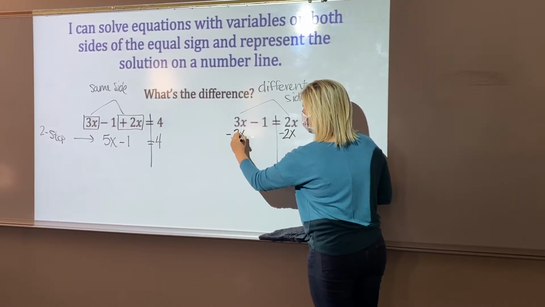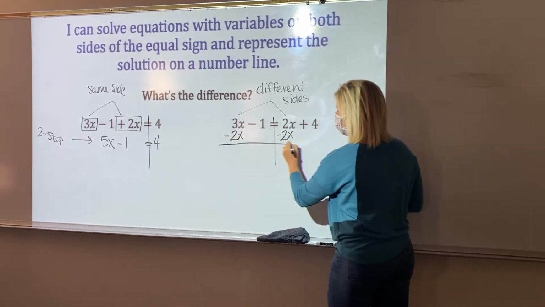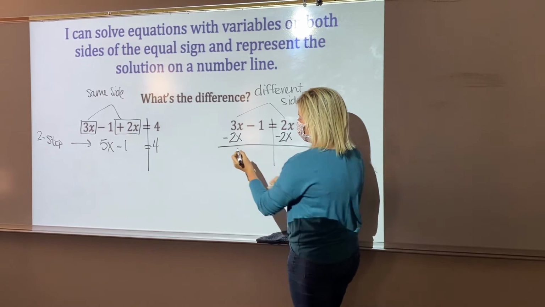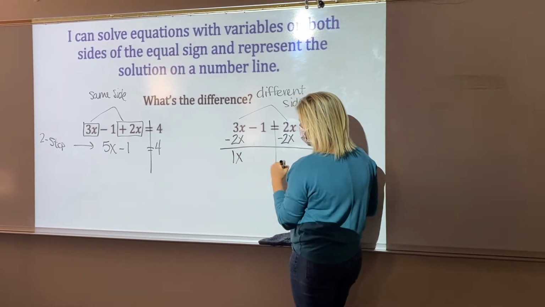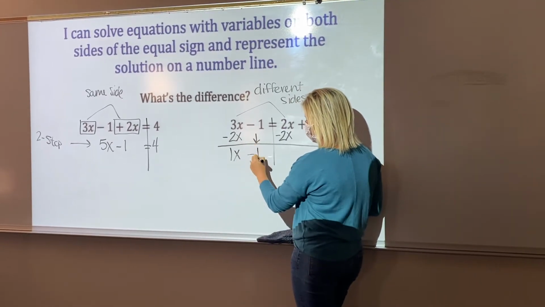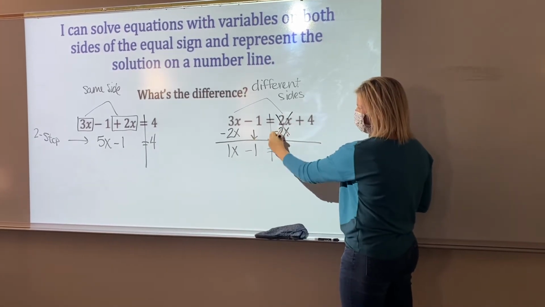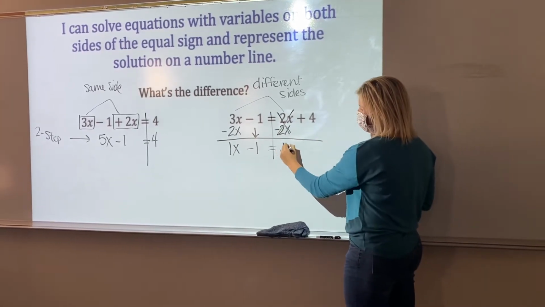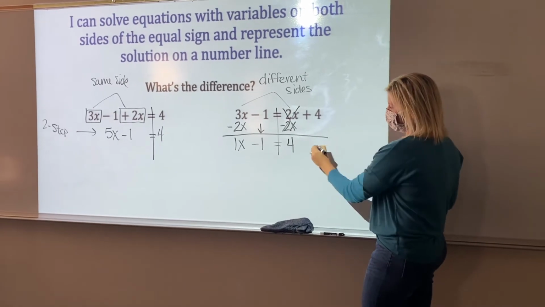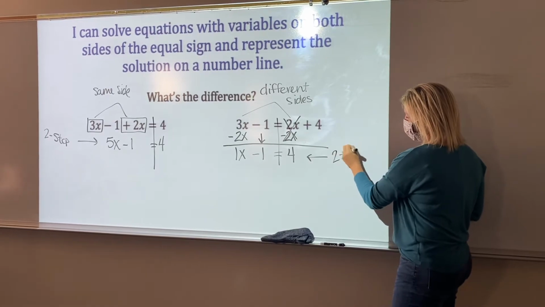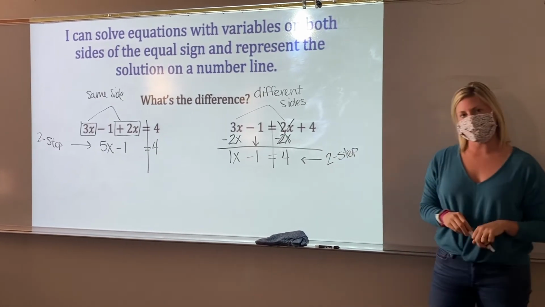What I do to one side, I have to do to the other and line up the like terms. So 3x minus 2x leaves me with 1x. We drop down the negative 1. Again, we subtracted 2x so that cancels, and we're just left with 4. Now that we have all the variables on the same side, we again are left with a 2-step equation.